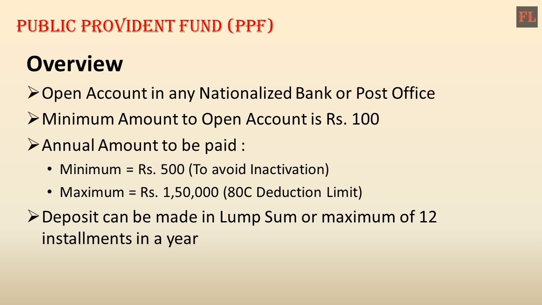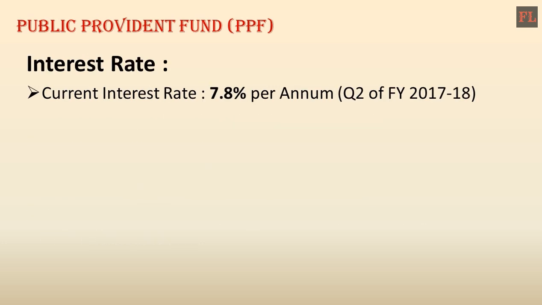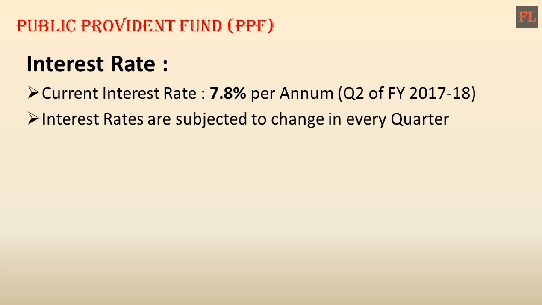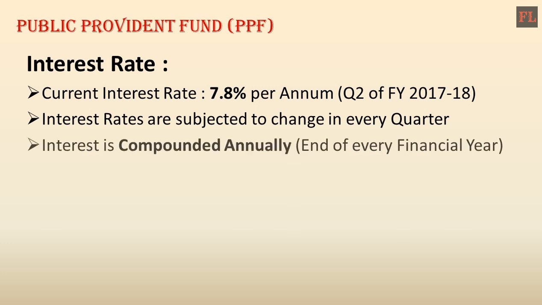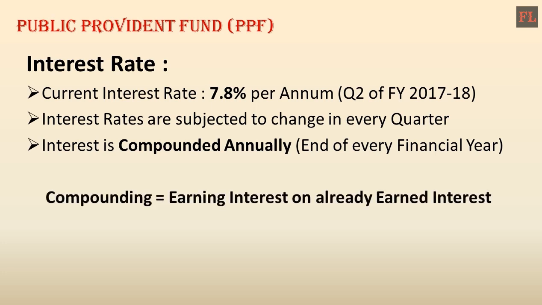Coming to the interest rate part, the current interest rate is 7.8% per annum, which is for quarter two of the financial year 2017-18. The interest rates are subject to change every quarter, which is the reason I have mentioned the quarter and the particular financial year. Also, the interest is compounded annually, so at the end of the financial year it will be added to your principal amount. Compounding is nothing but earning interest on already earned interest.